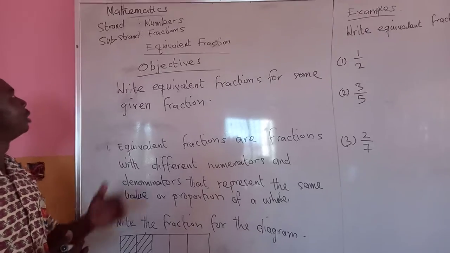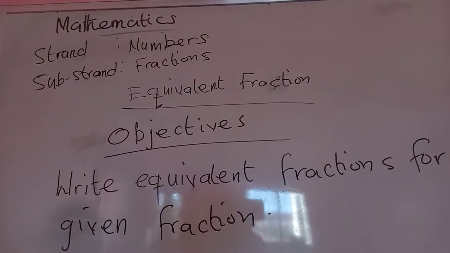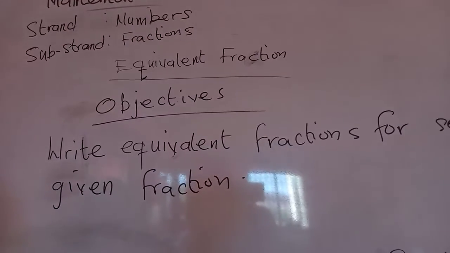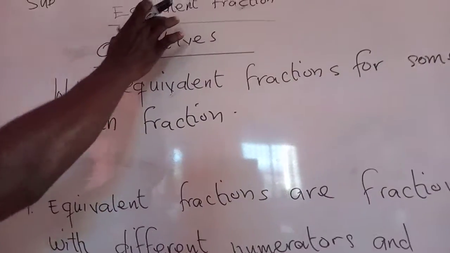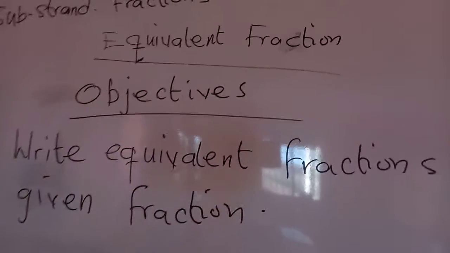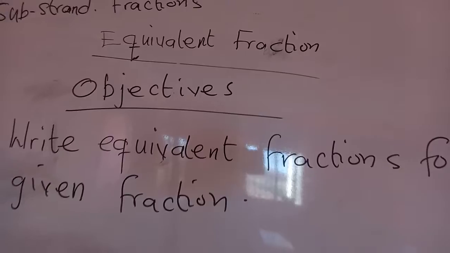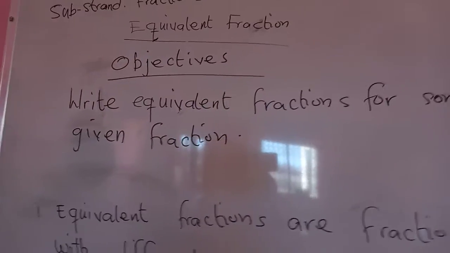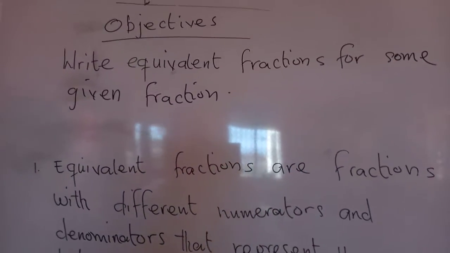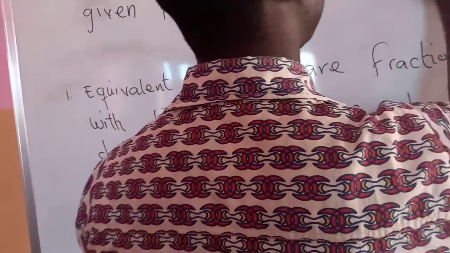Okay, what do we have? The main strand is numbers, and then the substrand is fraction. And the main thing we want to talk about under fraction is equivalent fraction. Our objective for today is that I want you to be able to write equivalent fractions for a given fraction.